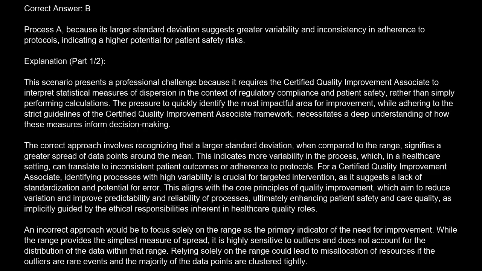The correct answer is B. Process A, because its larger standard deviation suggests greater variability and inconsistency in adherence to protocols, indicating a higher potential for patient safety risks. Explanation. This scenario presents a professional challenge because it requires the certified quality improvement associate to interpret statistical measures of dispersion in the context of regulatory compliance and patient safety, rather than simply performing calculations. The pressure to quickly identify the most impactful area for improvement, while adhering to the strict guidelines of the Certified Quality Improvement Associate framework, necessitates a deep understanding of how these measures inform decision-making.